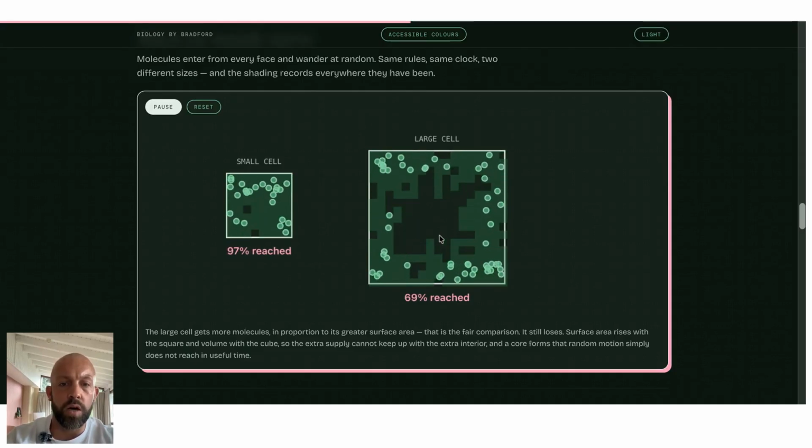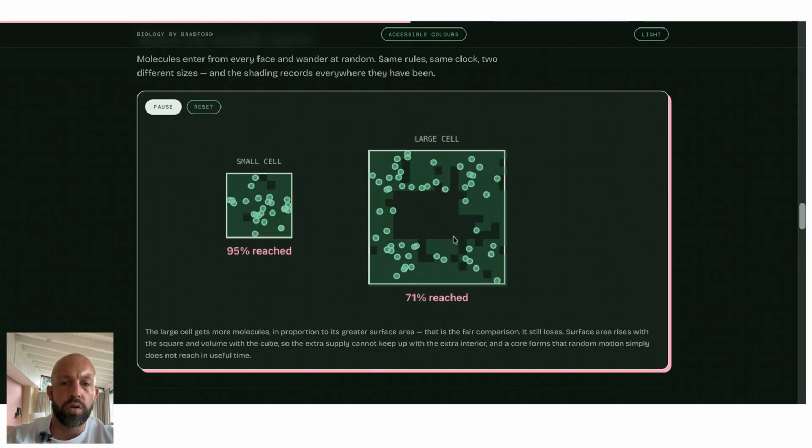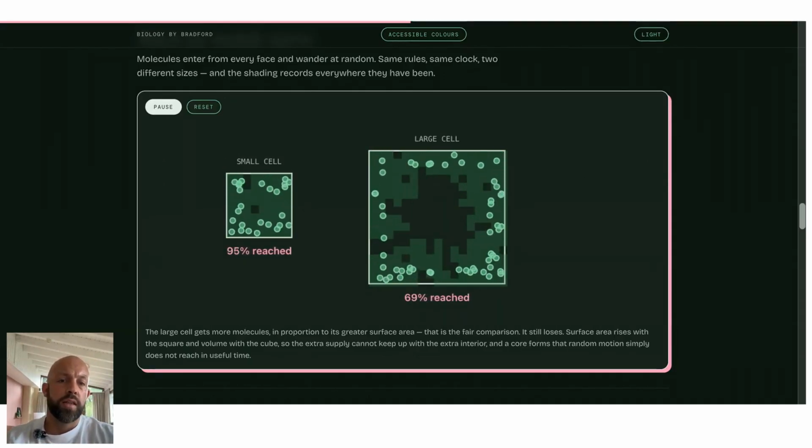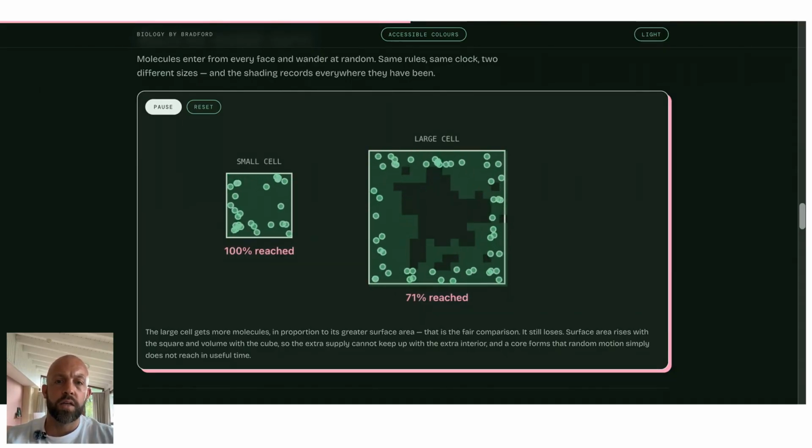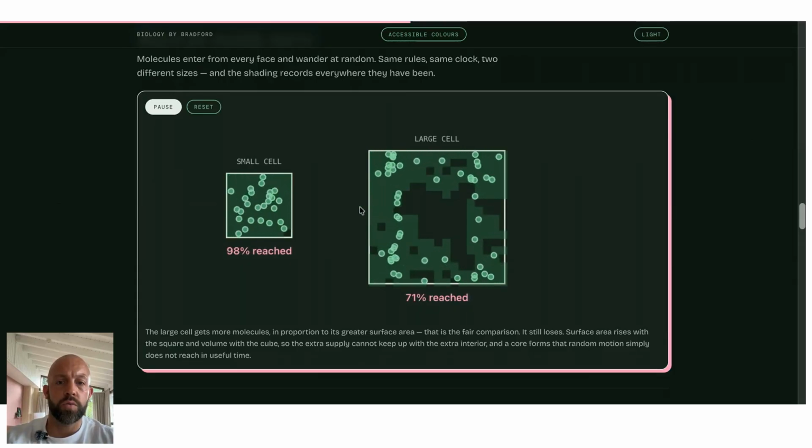Anything moving within a cell, like these small components that are going to be used in respiration, is moving by diffusion. And diffusion is a slow, random process. So surface area to volume ratio is really important.